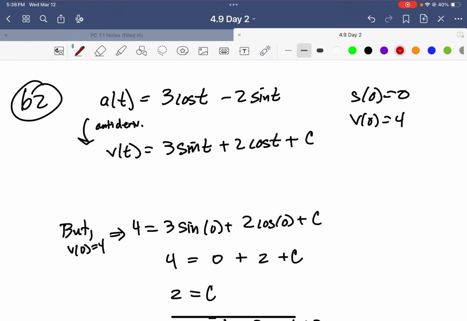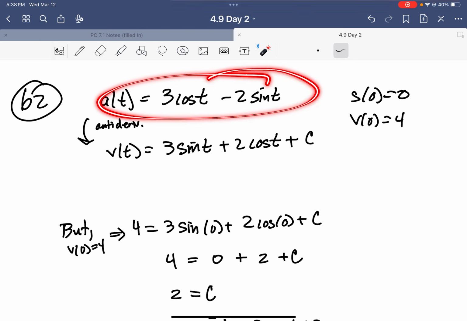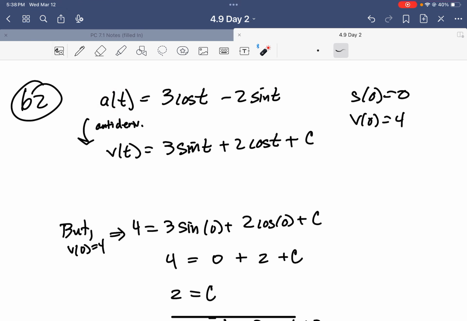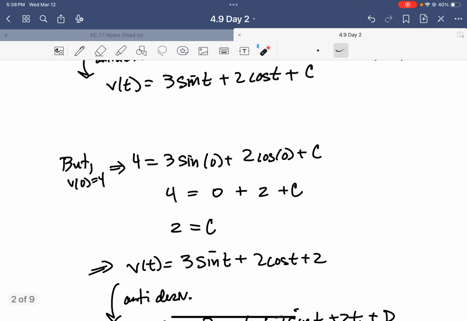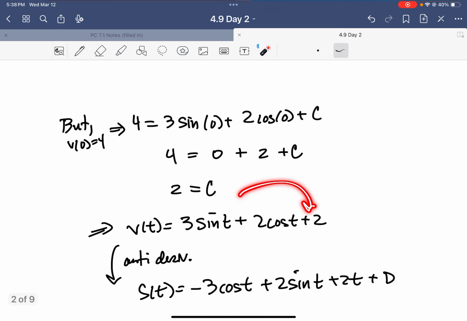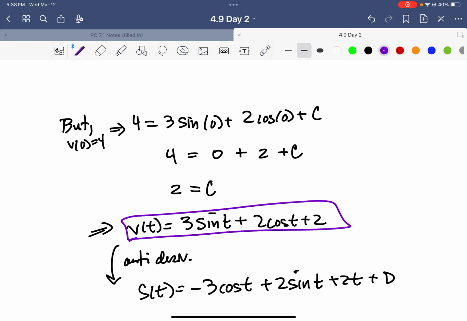So then 62, it says we accelerate like so. And here's our position and velocity. We take one antiderivative and get this. So a constant c pops out. But since velocity at 0 is 4, that means when we plug in 0 into velocity, we better get out 4. And I found out that c is 2. So I can put that back in our equation.